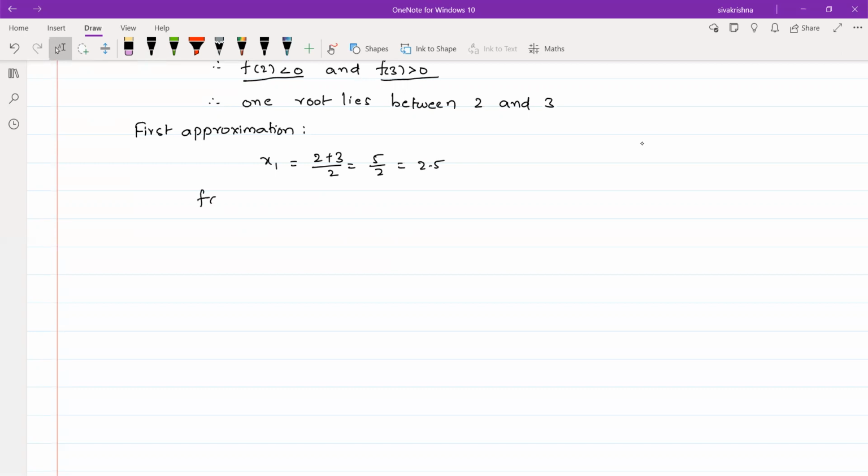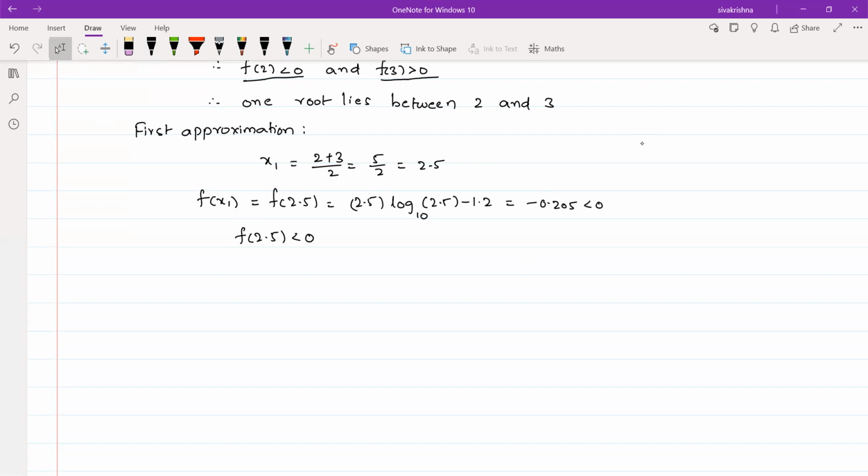After getting 2.5, we have to find f of x1, it means f of 2.5. We have to substitute 2.5 in the given equation, that is x log x minus 1.2. So I am substituting 2.5 into logarithm of 2.5, of course base 10, minus 1.2. So this is equal to minus 0.205, which is a negative value. It means f of 2.5 is a negative value.